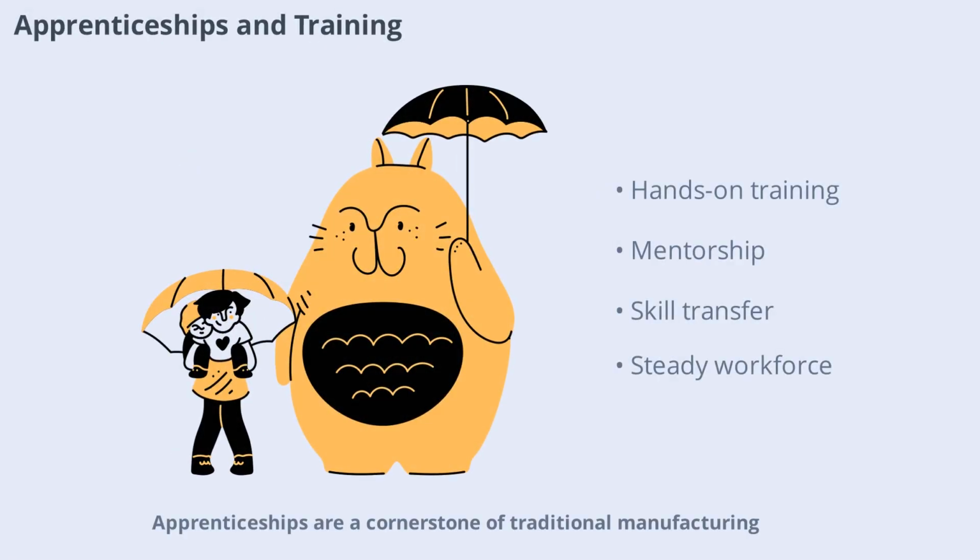Apprenticeships are a cornerstone of traditional manufacturing, providing hands-on training for new workers. Experienced employees mentor apprentices, teaching them the skills needed to operate machinery and maintain quality. This system ensures that knowledge is passed down and that factories have a steady supply of skilled labor.